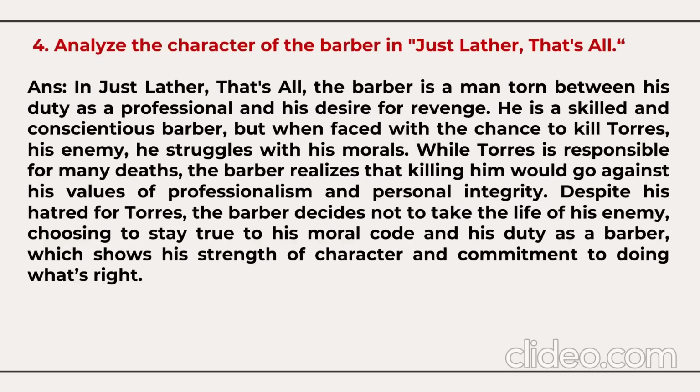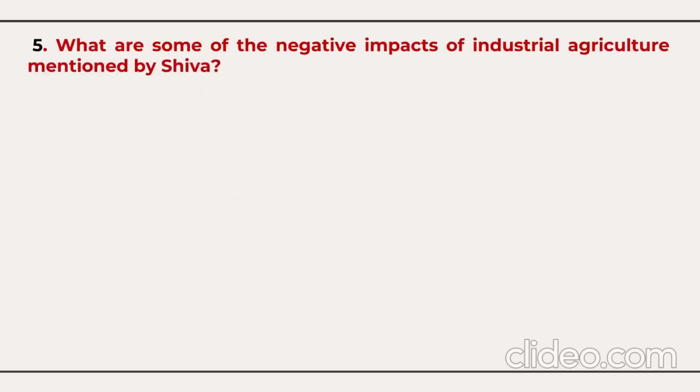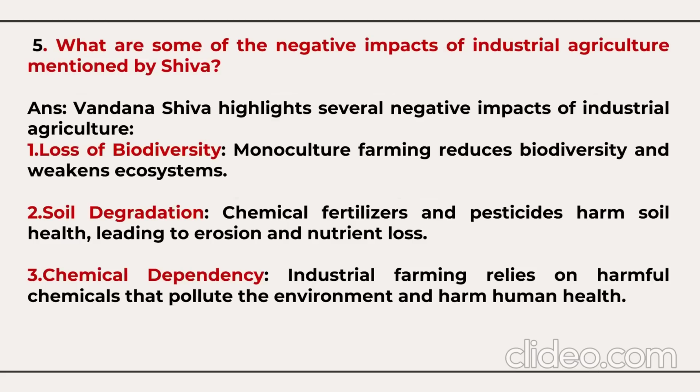Like this, for the other characters, you may have a question, draft a brief character sketch of Torres also. So be prepared. What are some of the negative impacts of industrial agriculture mentioned by Vandana Shiva? Vandana Shiva highlights some negative impacts of industrial agriculture. One is the loss of biodiversity. Second is soil degradation. Third is chemical dependency.